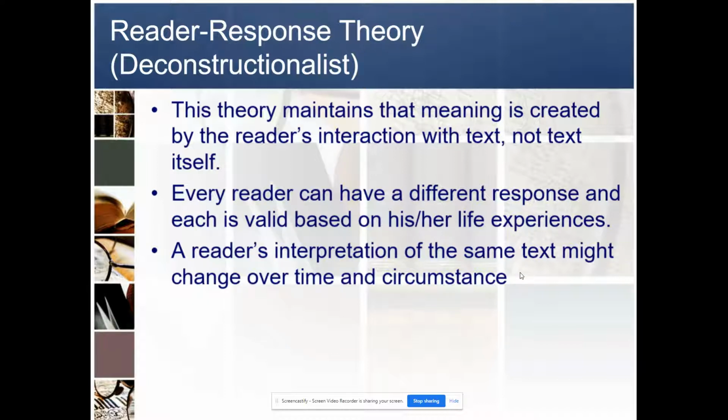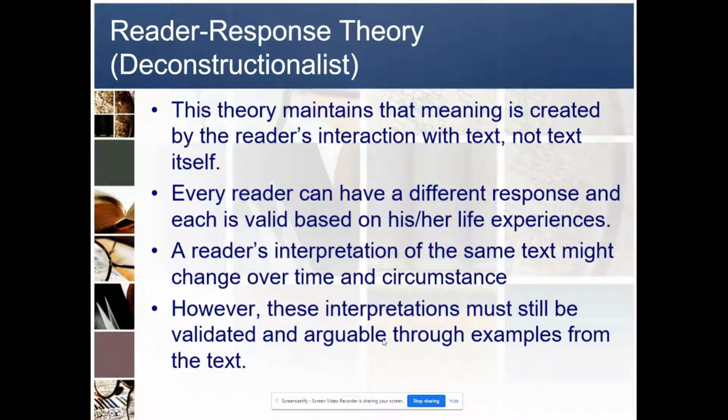Now, this doesn't mean that there are no wrong answers. It just means that there's more than one right answer. The interpretations still have to be validated and arguable through the text. So, for example, we can read Hamlet and argue whether we see his perspective or Ophelia's perspective. We can argue whether we see Hamlet as courageous or cowardly based on the way he behaves in the text. And we can argue both of those with examples from the text, so both are valid. But you cannot read Hamlet and say it is a beautiful romance where everyone lives happily ever after. That's just wrong. There are wrong answers, but there are also multiple right answers. And that's what this reader response theory is saying.